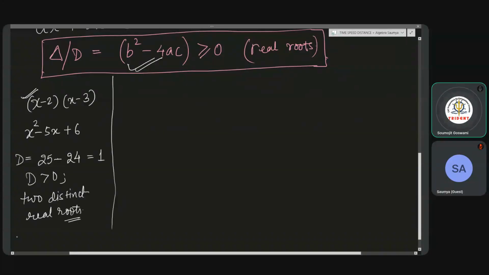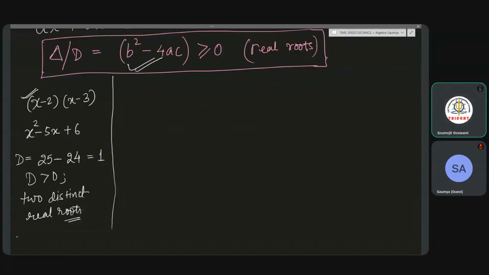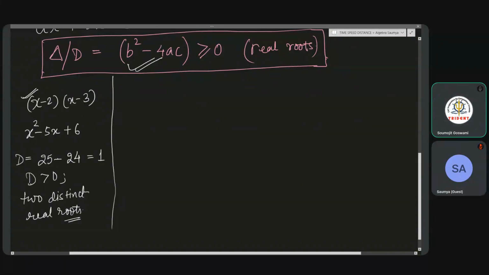This is also important, that एक तो they are going to be distinct, like दोनों अलग अलग होंगे, और real roots available होगा. So this is one of the conditions. The condition is when d is greater than 0. ठीक है. The other condition, let's take the condition when they are same.